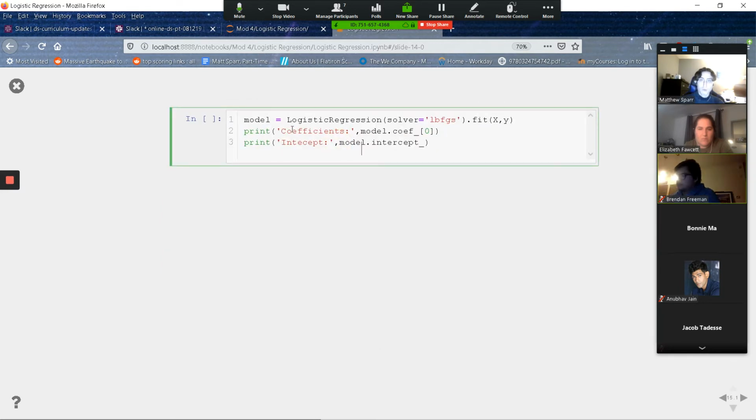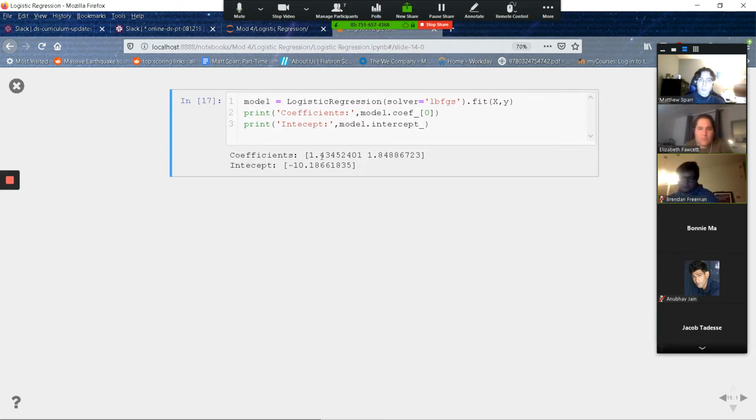So now we're going to fit a logistic regression model to this data. And we're going to print out the coefficients because we have two different features now. So we're going to get two coefficients, and then the intercept is the same. There's only one.